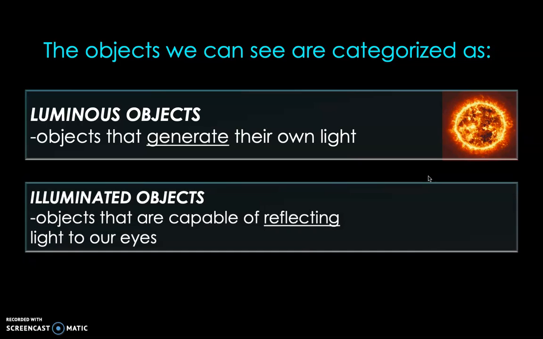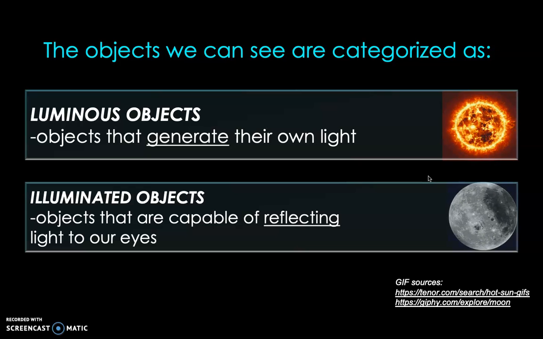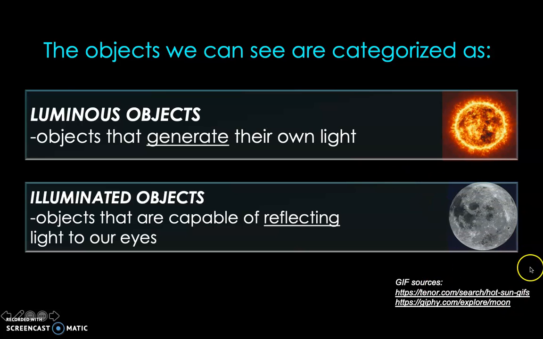And then we also have what we call illuminated objects. These are objects that are capable of reflecting light to our eyes. Example would be the moon, because we all know that the moon, as a natural satellite, is merely a rocky astronomical body. It's not capable of nuclear fusion. It's not capable of generating its own light. What it does is that the light rays coming from the sun can hit its surface, and they will be reflected in various directions. And those that make it past the Earth's atmosphere can reach our eyes and eventually allow us to see the moon itself at night, right?